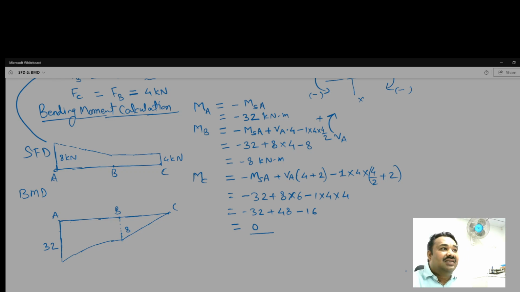In the next lecture I will calculate it through the section method, in which we will consider the x variable in the equation of shear force and bending moment for the UDL portion.